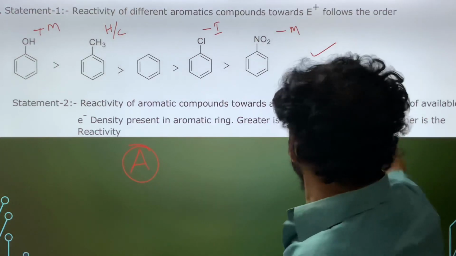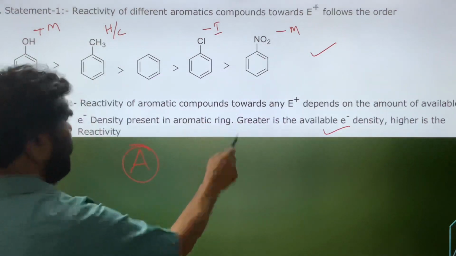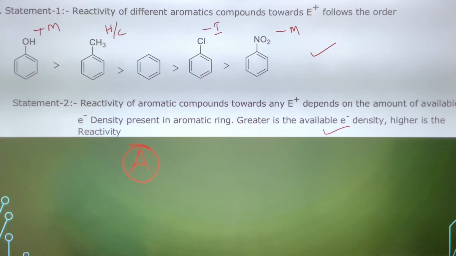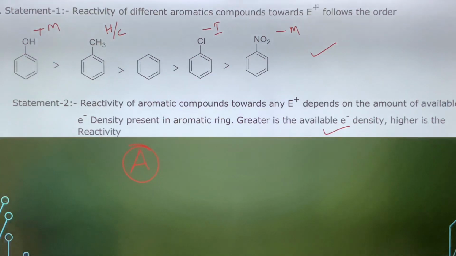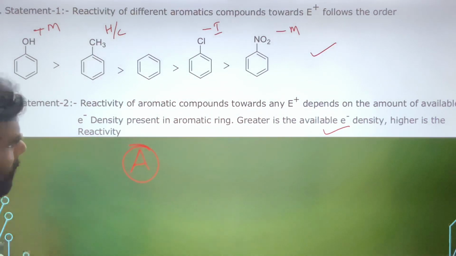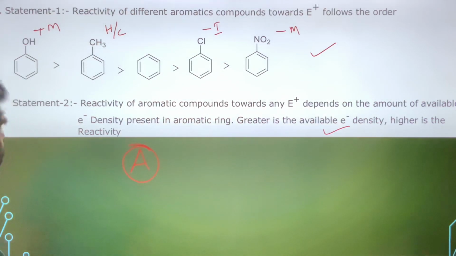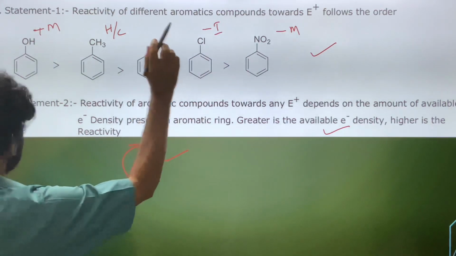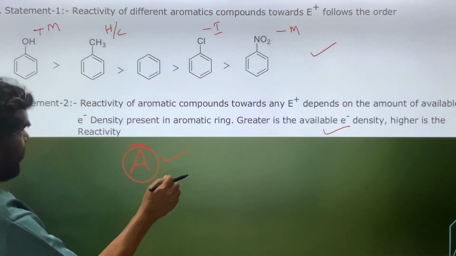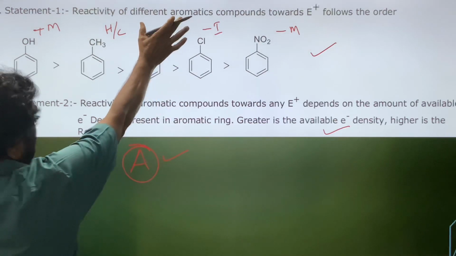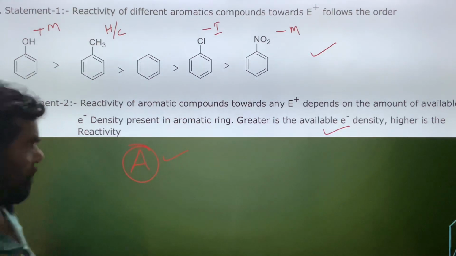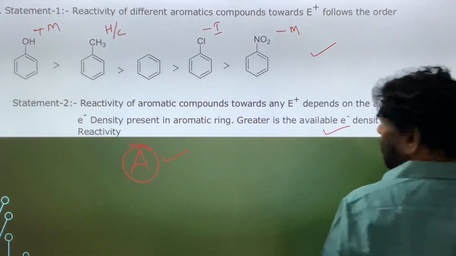The correct order. Reactivity of the aromatic compound towards the electrophile depends on the amount of available electron density present in the aromatic ring. Yes, the greater the electron density, the higher the reactivity. Correct. A is the correct. Statement 1 is correct, statement 2 is correct, and it is the correct explanation for the first generalization. Therefore, A is the correct option.